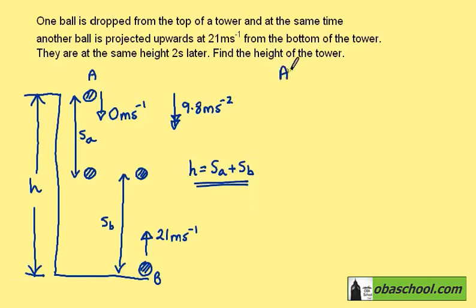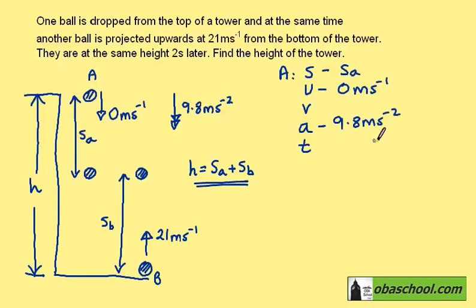If we consider ball A and collect information in the usual way, using SUVAT, we've called the distance SA. We know the initial velocity is 0 meters per second. We're not interested in v. The acceleration is 9.8 meters per second squared, and the time is 2 seconds. These four quantities are related by the formula S equals ut plus a half at squared.